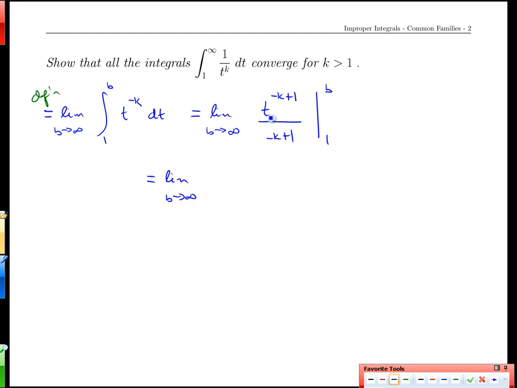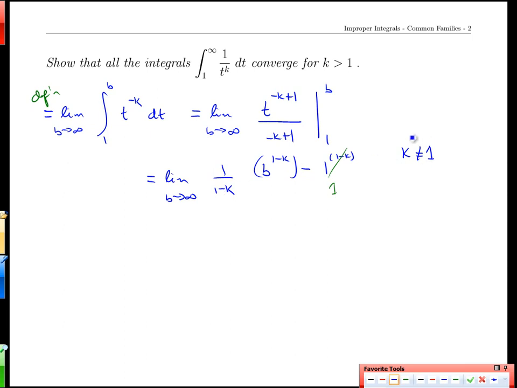Copy the limit, and minus k plus 1, usually better known as 1 minus k if we want that. And likewise, this would be b to the 1 minus k minus 1 to the 1 minus k. Well, 1 to the 1 minus k is just 1. There's a little bit of fine print here that we should look at, though. Of course, we can't have k equal to 1 here, because then we would divide by 0.